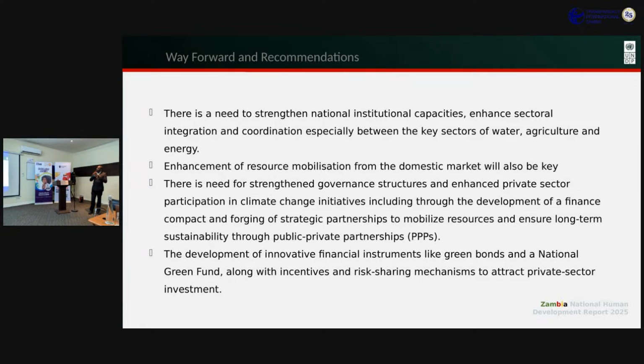Some of the recommendations we touched on today continue to come. There is strong emphasis on the need to strengthen sectoral integration and cooperation, especially at the lower levels, because this is a priority topic across sectors. But what is more critical is enhanced resource mobilization, and the domestic market is also key.